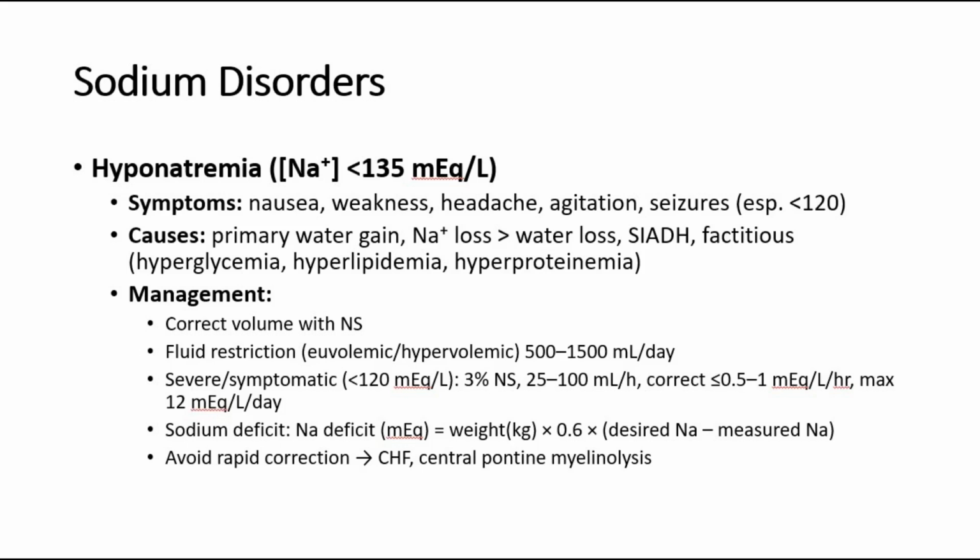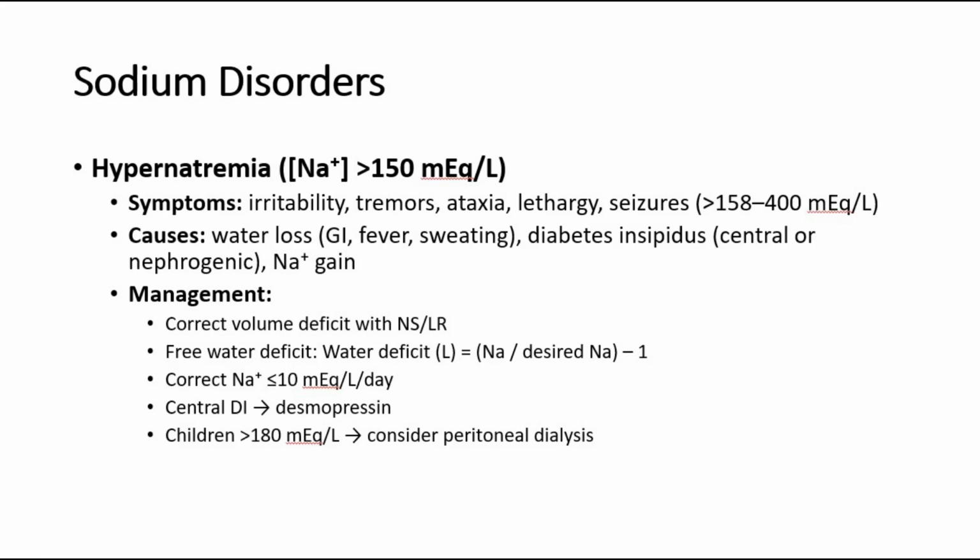Hypernatremia, defined as a sodium concentration above 150 meq/L, generally arises from decreased total body water due to insufficient intake or excessive loss. Patients typically become symptomatic when serum sodium exceeds 158 meq/L, presenting with irritability, tremors, and ataxia, progressing to lethargy, coma, or seizures at higher levels. Common causes include gastrointestinal fluid loss, hyperpyrexia, excessive sweating, and diabetes insipidus, either central or nephrogenic.